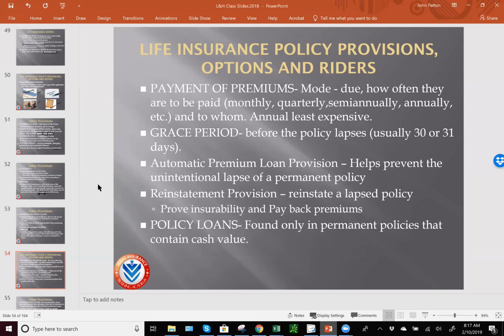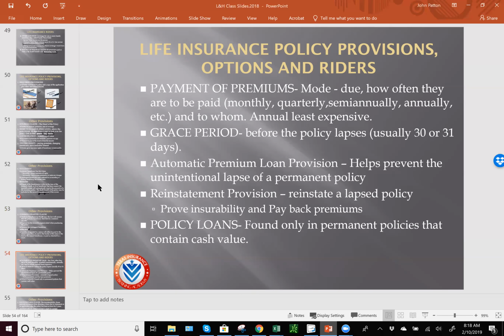So what would happen is at the end of the grace period, instead of the policy lapsing, they will just take that premium payment from any cash value that you might have in the policy. So now if you continually use the automatic premium loan and deplete your cash value and it goes down to zero, then at the end of your grace period, no cash value is left, then your policy would lapse. But that's why we have our next provision called the reinstatement provision.